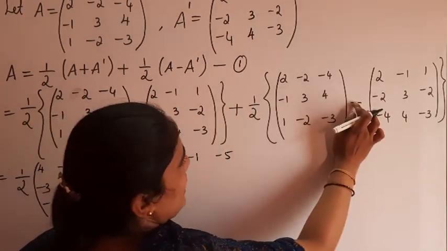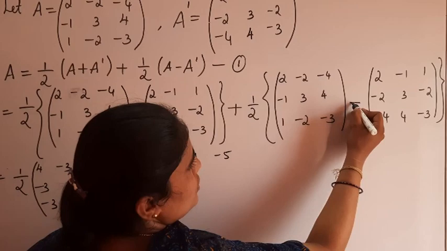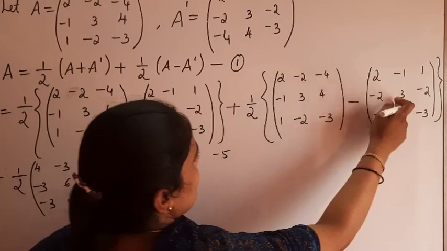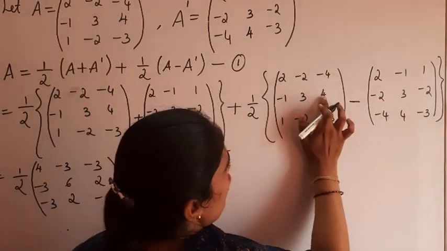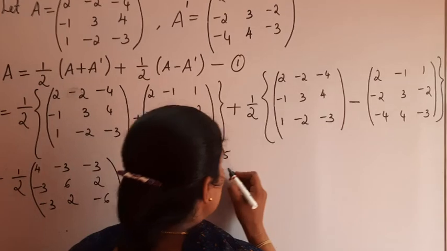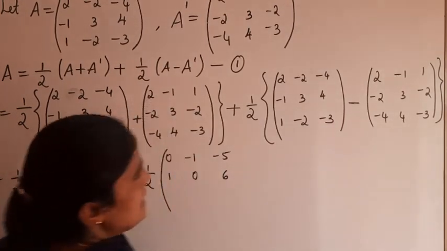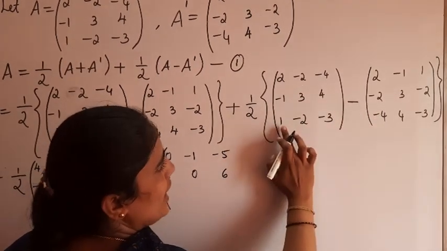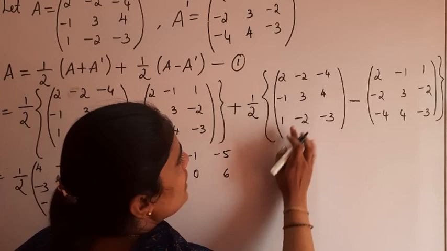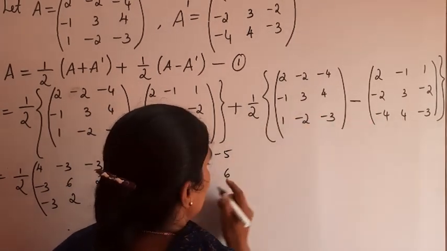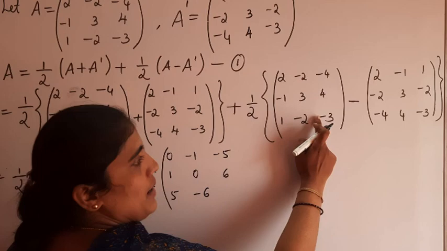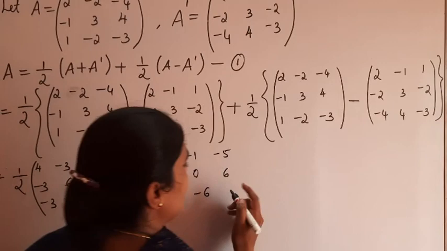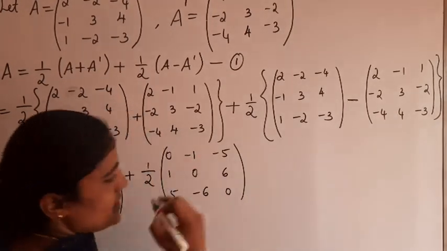Minus 1, minus into minus, plus 2. So here minus 1 plus 2 is plus 1. 3 minus 3, 0. 4 minus into minus, plus 2. So 4 plus 2 is 6. Okay. 1 minus into minus plus. 1 plus 4, 5. Minus 2 minus 4, minus 6. Minus 3 minus into minus, plus 3. What is minus 3 plus 3? That cancels, we get 0.